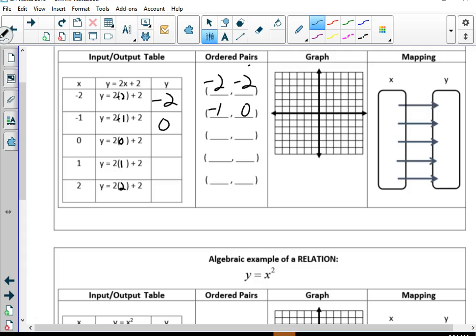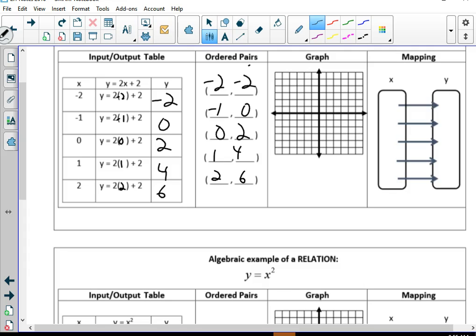Plug in 0. 2 times 0 is 0, plus 2 is 2. So that's the point (0, 2). 2 times 1 plus 2 is 4. So that's (1, 4). And 2 times 2 is 4, plus 2 is 6. So that's (2, 6).